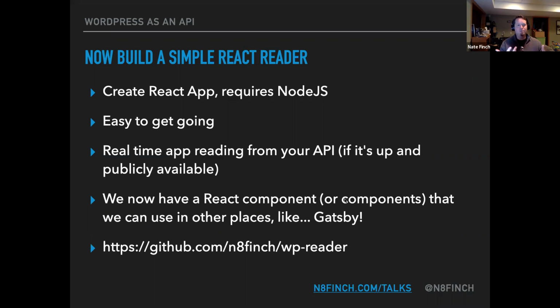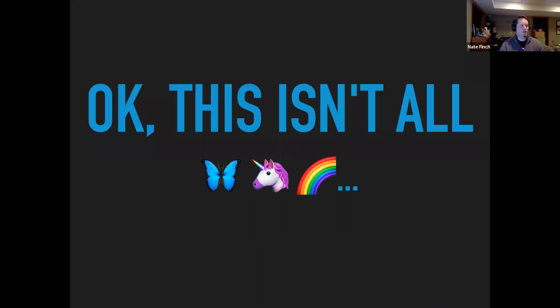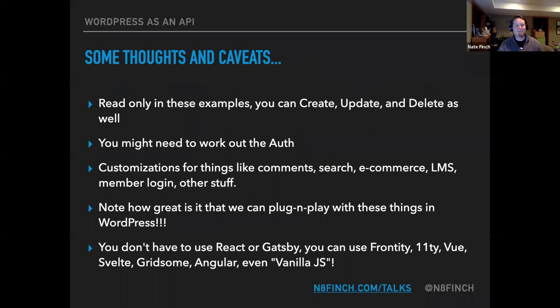And if you have your WP GraphQL queries all set up, you can query with the Gatsby GraphQL layer and pre-render and pre-build that site out as well, using the same components, right? So obviously this isn't all butterflies and unicorns and rainbows. There are some caveats you probably want to be thinking about before jumping into the headless or bring your own front end approaches, right? These examples are read only.